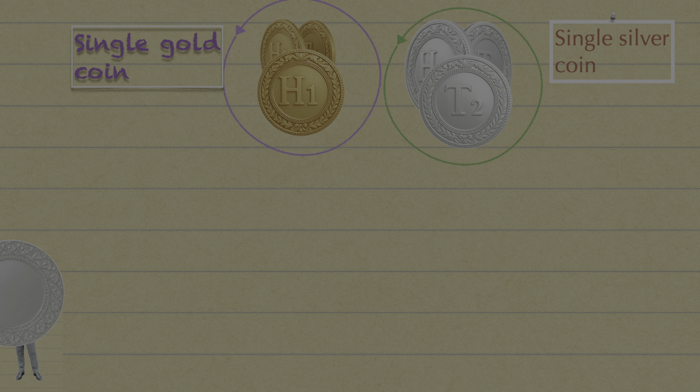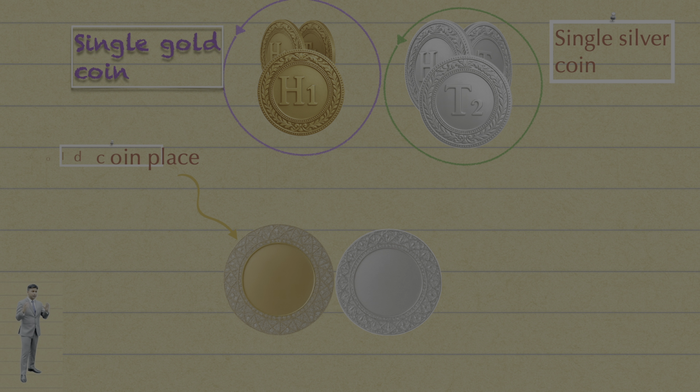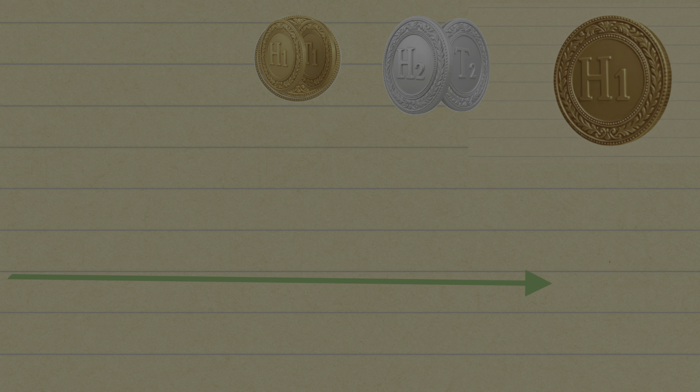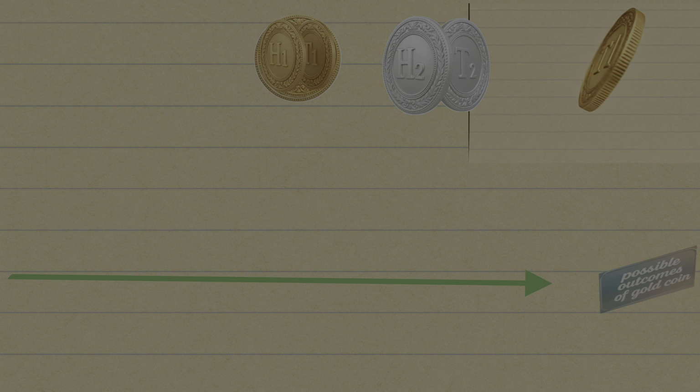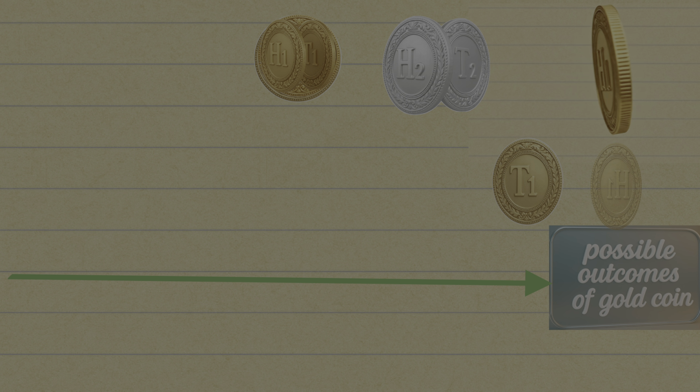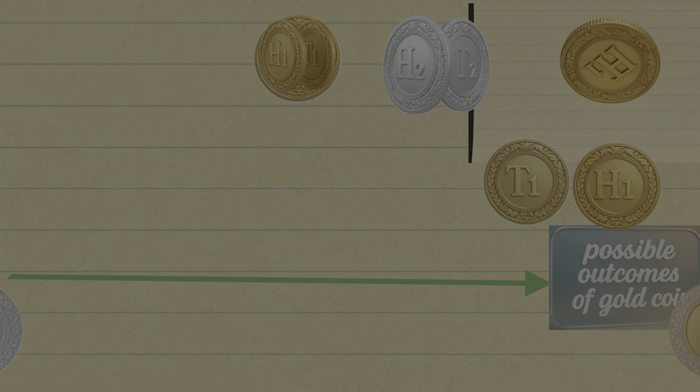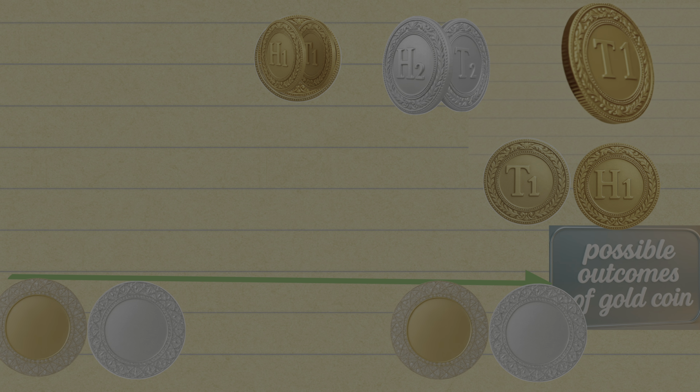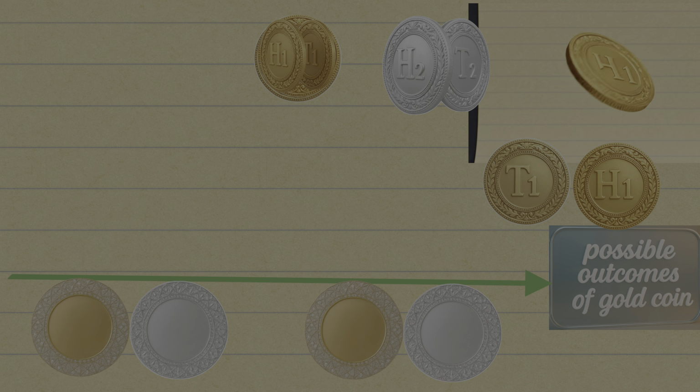We are now identifying all possible outcomes from tossing two coins. For this, place the gold coin on the gold circular plate and the silver coin on the silver circular plate as shown here. When we toss the gold coin, the outcome is either H1, head, or T1, tail. Place these two outcomes in the two circular plates as shown.